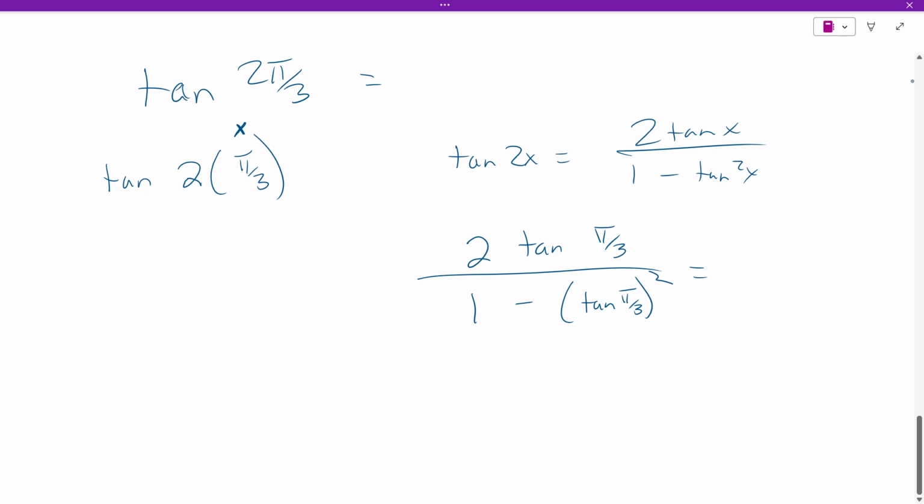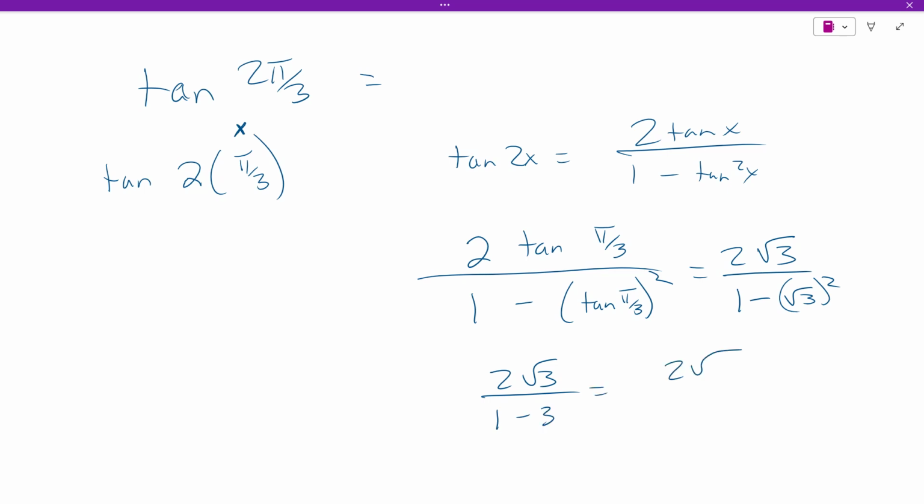What's the tangent of pi over 3? Well, it's at 60 degrees. It's one that we want to use because it doesn't have fractions, so it's square root of 3. What's the square root of 3 squared? 3. So it's 1 minus 3. 1 minus 3 is a negative 2. 2 divided by negative 2 is negative 1, so it's negative square root of 3. And tangent of 2 pi over 3, you can look and see, and yep, it's going to be negative square root of 3.